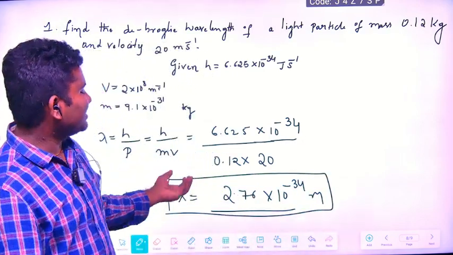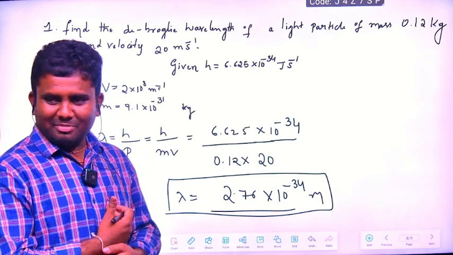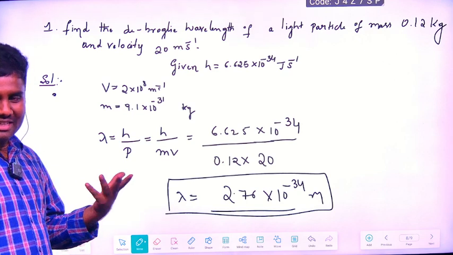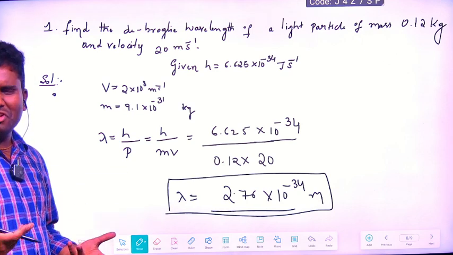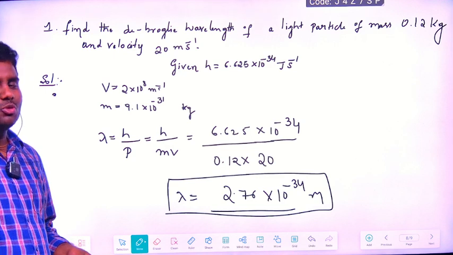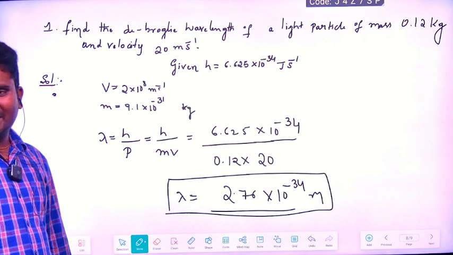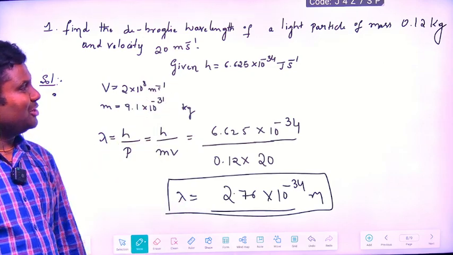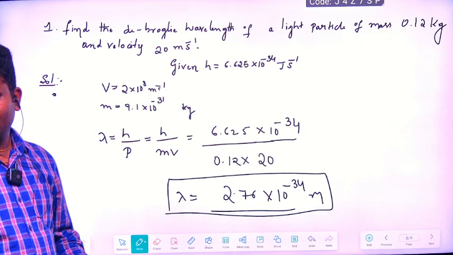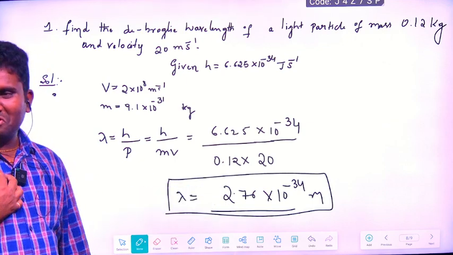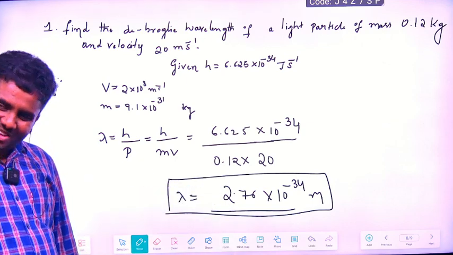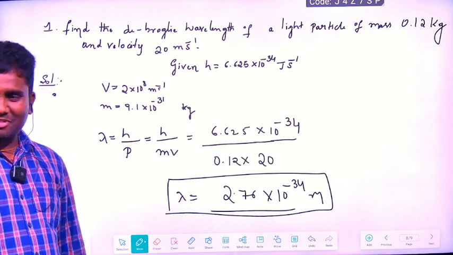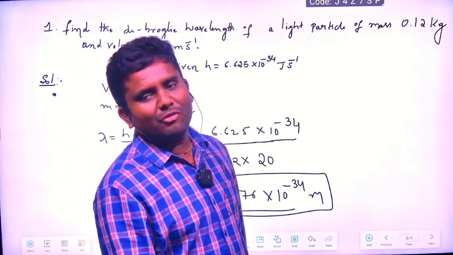That means as the mass increases, what will happen? The wavelength is very less. This shows that even a material body like a ball of 0.12 kg will have a wave nature, but very less. Every particle, even your bodies also show wave nature, but very less. If the mass is more, wavelength is less.